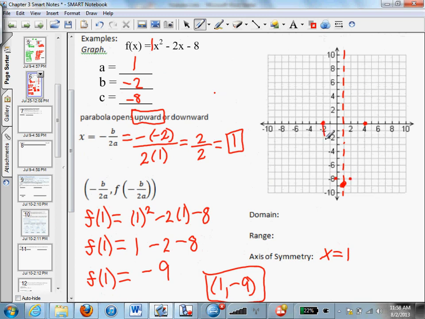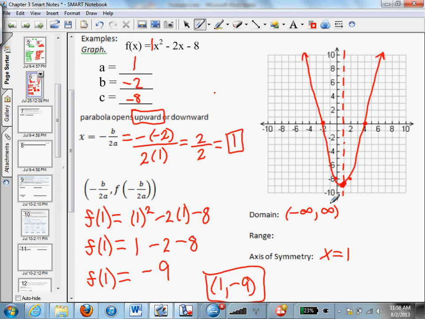So now let's connect our dots best that we can, making it look as neat as possible. Okay, now we have our graph. Let's look at the domain and range. Of course, it's going to go forever in the negative direction and the positive direction for the domain.